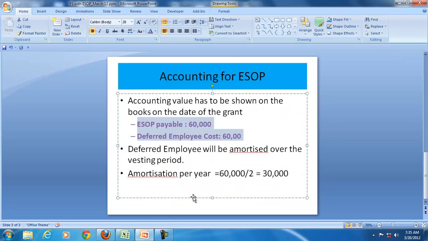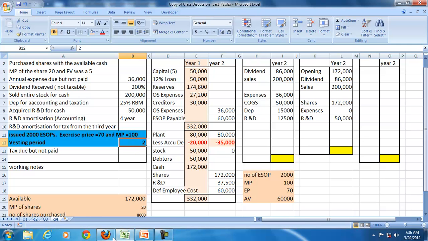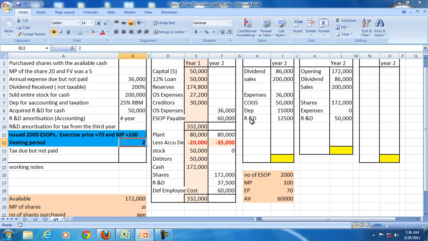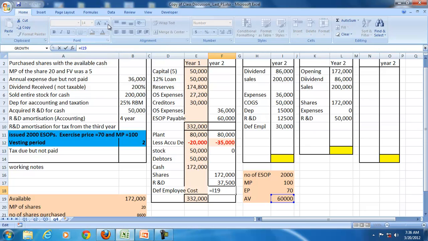And this ESOP, as we mentioned here, is amortized. The deferred employee cost will be amortized over the vesting period. In this example, the vesting period is 2 years. So therefore, deferred employee cost will be amortized as 30,000 per year. So we can say that deferred employee cost amortized is 60,000 divided by 2, and the deferred employee cost shown on the balance sheet will reduce to the extent of 30,000.